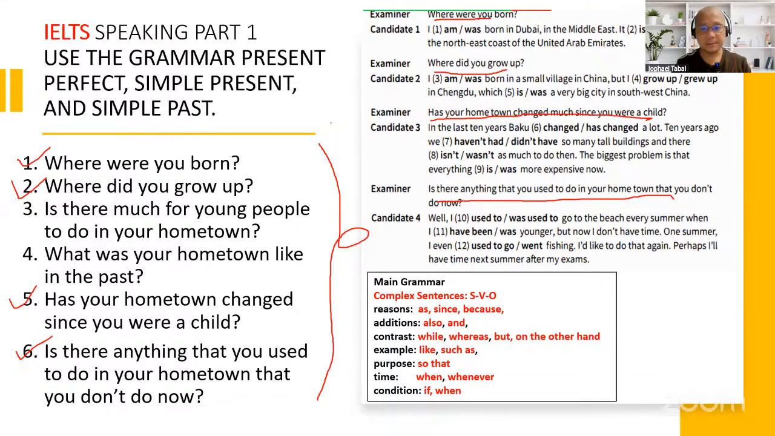Questions 5 and 6. You done? Yes, teacher. All right, so how has your hometown changed since you were a child? It has changed a lot since I was a child. Small houses, grass, and so on have been built. Is there anything that you used to do in your hometown that you don't do now? I used to play outside with my friends after school when I was younger, but now I don't have much time to do that.